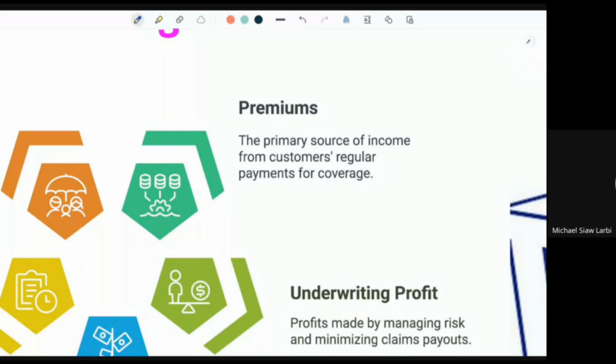So let's say you have a car, you either have a third-party insurance cover or a comprehensive cover, right? And you pay for the premium. So the premium is what you're saying, dear insurance company, here's my money, take it, and then cover me, protect me. So this is their primary source of income for coverage.